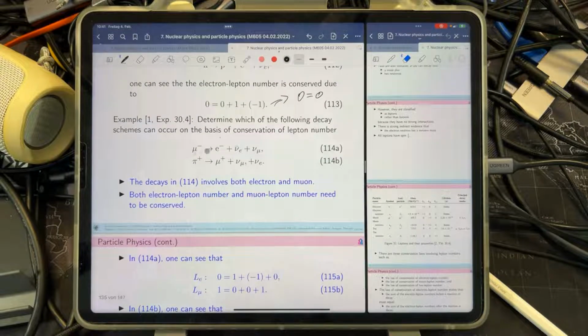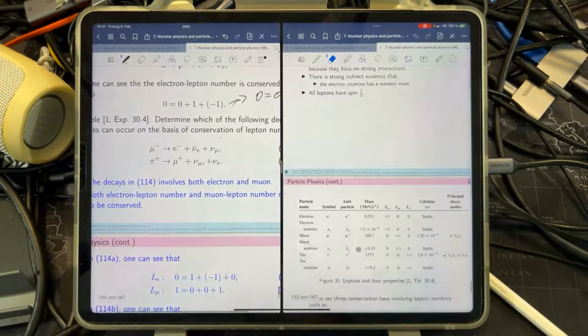Yes, let's consider that both electron-lepton number and muon-lepton number need to be conserved. In the first one, 114A, this one. In 114A, we consider only this equation, but for both lepton numbers, the first one is electron-lepton number and the second one is the muon-lepton number. For electron-lepton number, you could see that muon has nothing, muon here. Muon has 0 electron-lepton number, so we write down on the left 0 electron.